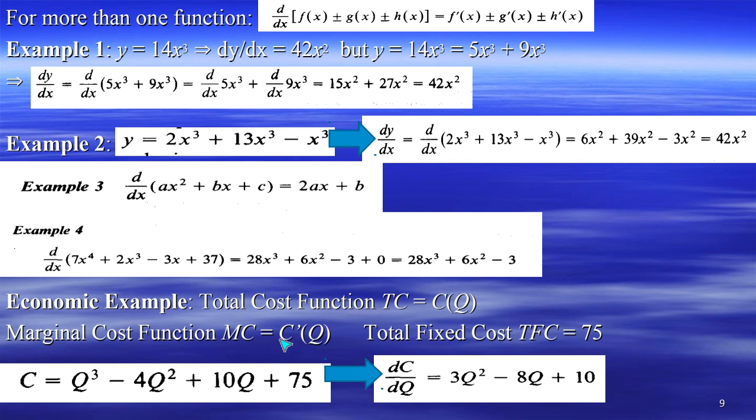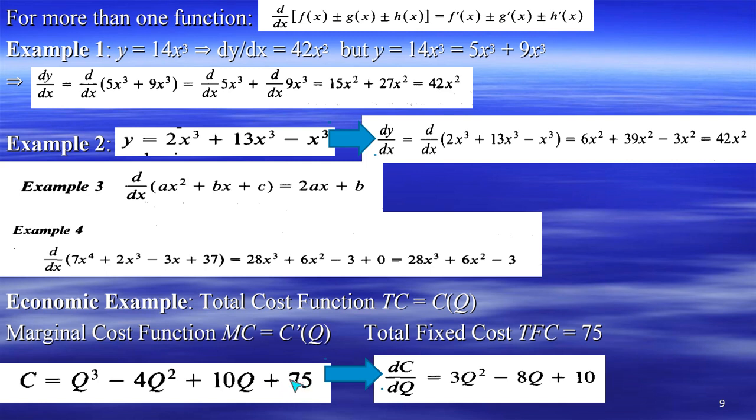And the marginal cost function is the derivative of this total cost function. And total fixed cost is the fixed part, the non-changing part of the total cost function. Let's say total fixed cost is 75. So the total cost function goes like this. C is equal to q cubed minus 4 times q squared plus 10 times q plus 75.